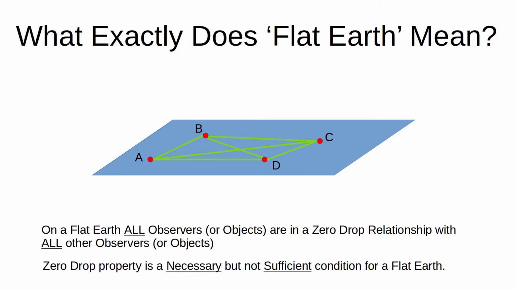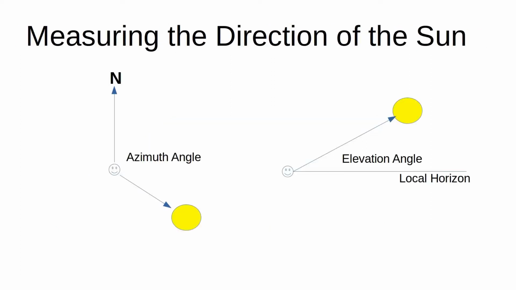In the previous video, the zero-drop property was used with observers that were observing other observers on the surface. In this video, all our observers will be observing the same object, namely the Sun. The observations of the Sun involve taking two measurements: the azimuth, the direction I have to face to see the Sun, and the elevation, how far do I have to look up to see the Sun.